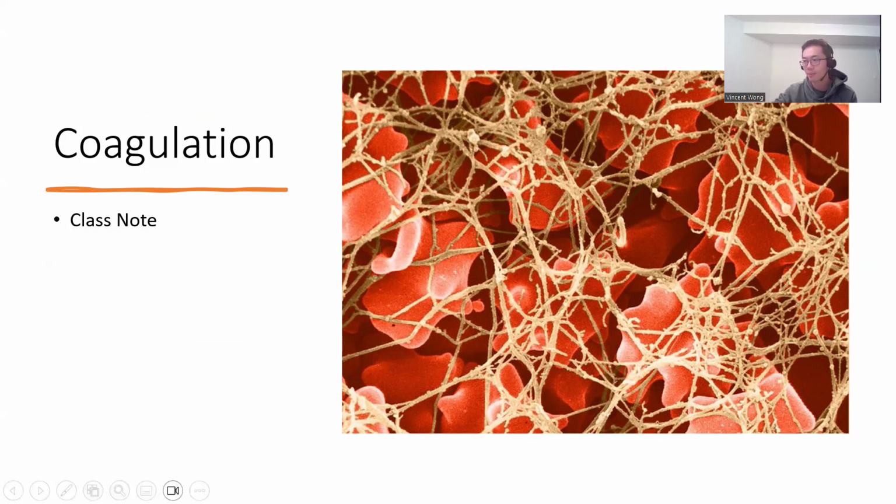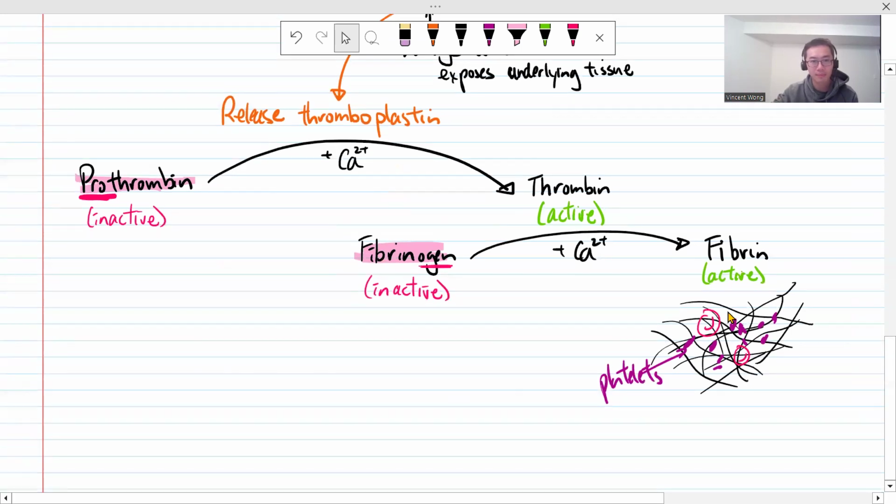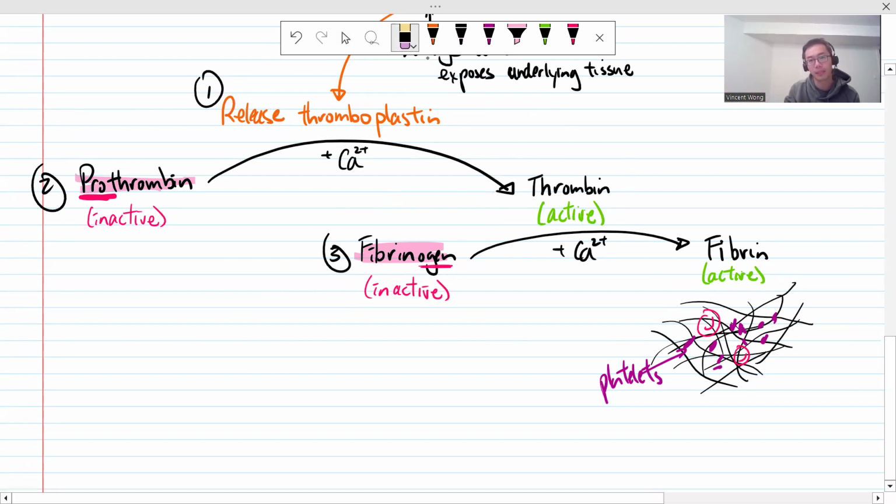So once the thromboplastin triggers these dominoes, this prothrombin becomes active. Is the next step fibrinogen, or is it just another domino on its own? Okay, so release thromboplastin, prothrombin becomes thrombin, and then the fibrinogen becomes fibrin. But in order for the fibrinogen to become the fibrin, you need to have the thrombin.